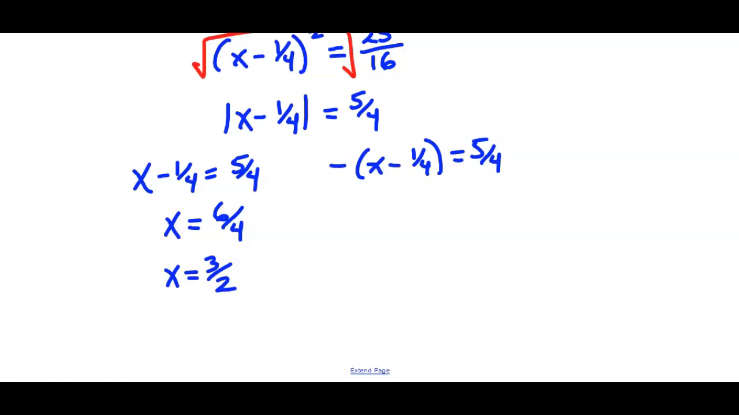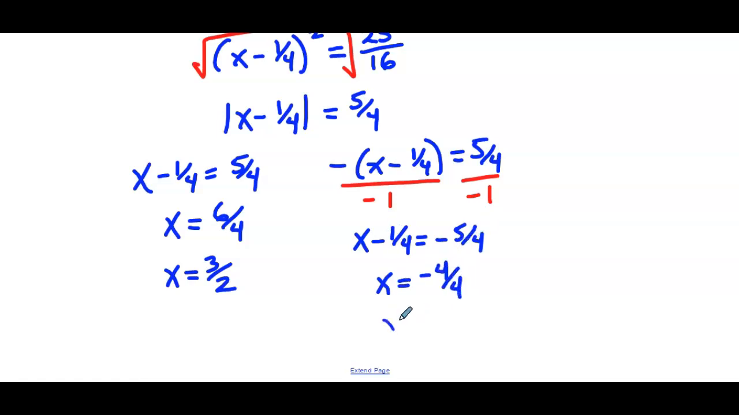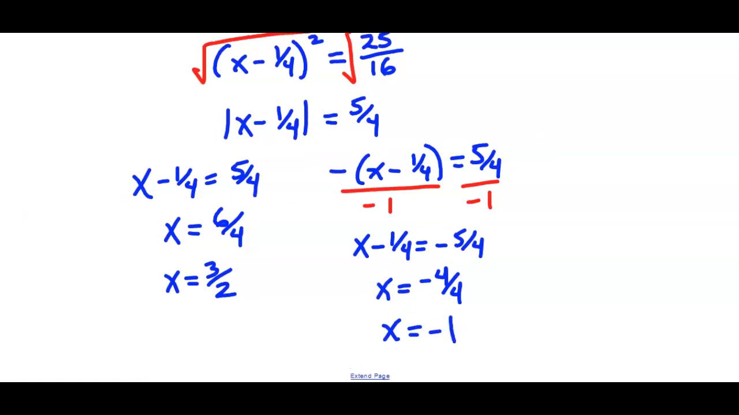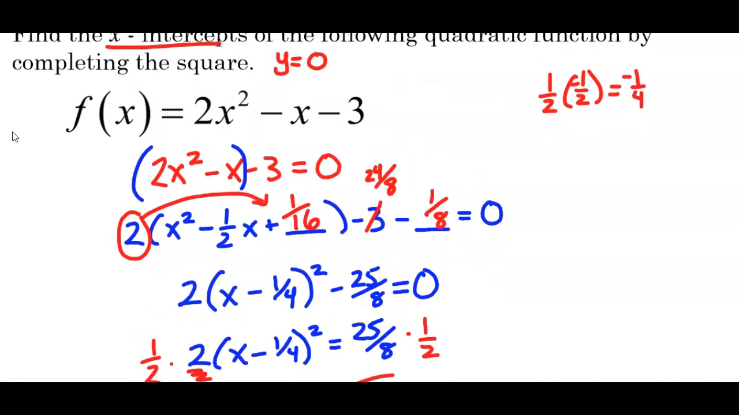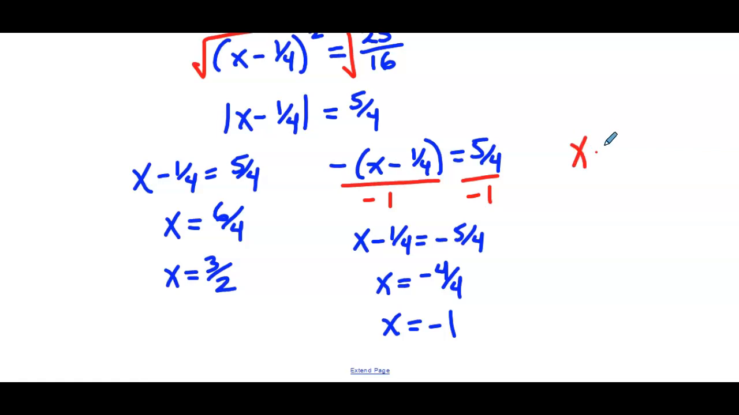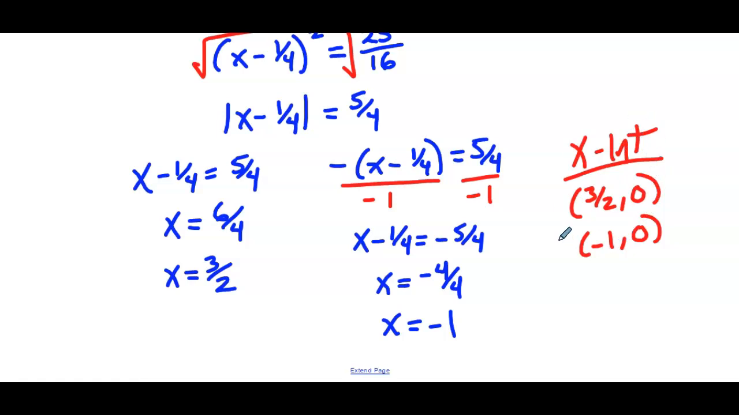And then here, we can divide both sides by -1, or we could distribute. Choice is yours. x minus 1/4 equals -5 over 4. And then we can add 1/4 to both sides, so that would be -4 over 4, which is x equals -1. So our solutions, remember, we're not just looking for the x values. They said find the x-intercepts. So the x-intercepts of our function are (3/2, 0) and (-1, 0). Right? X-intercepts, we want to write them as points.